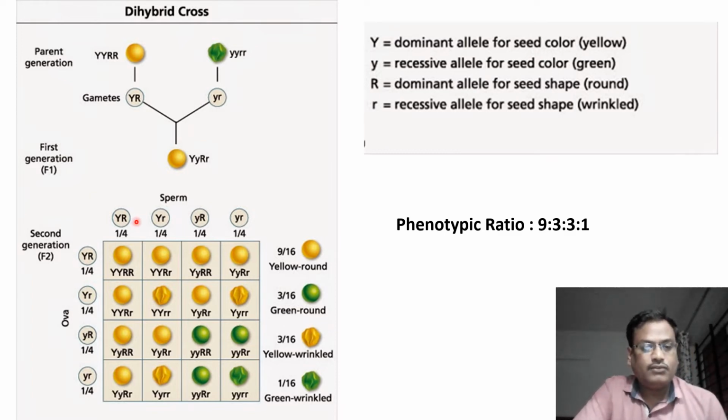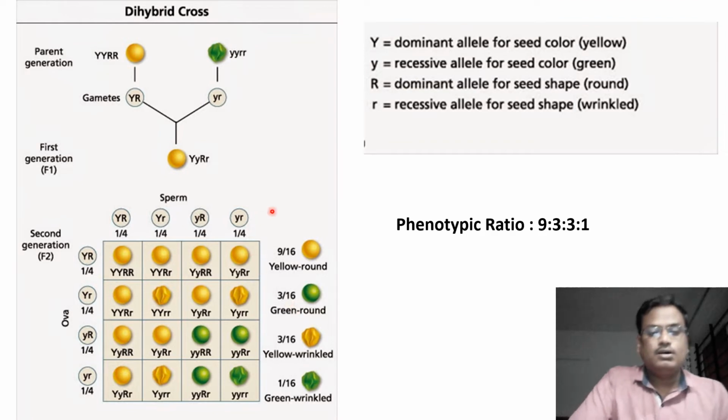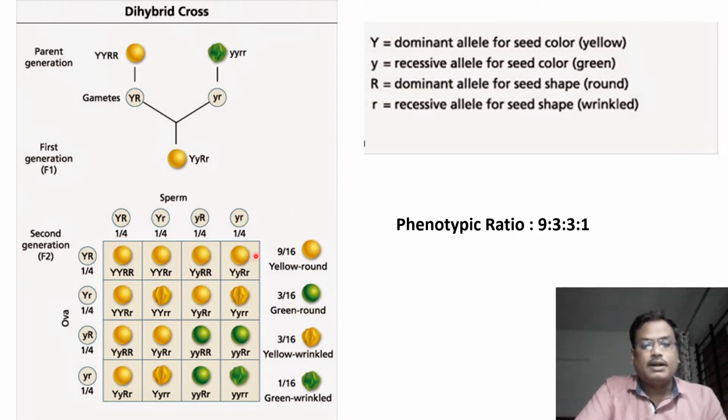So this is the Punnett square or checkerboard we are going to use to understand the genotypes of the offsprings which are produced in the F2 generation. Now let us assume these are the gametes from one parent, F1 generation, and these are the gametes from another generation. So these are the sperms and these are the ova. Here we should not use the word sperm because you can consider them as pollen grains, and here they are of course egg or ova.